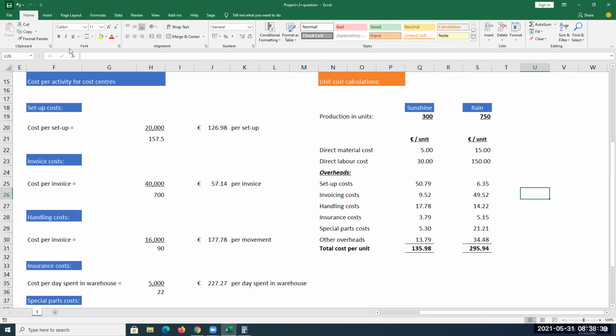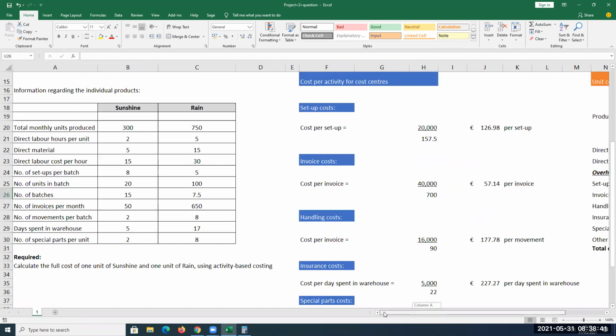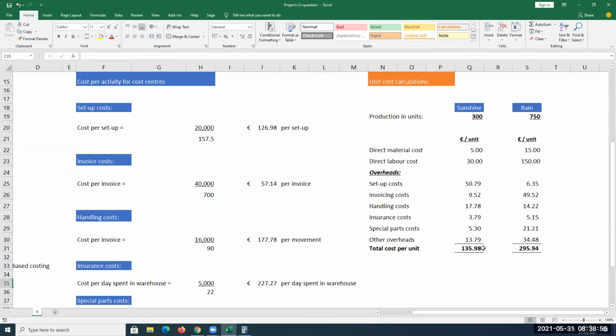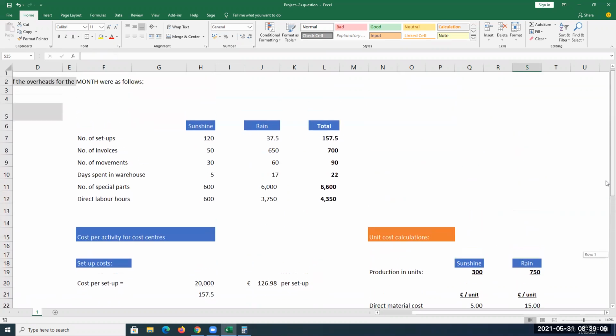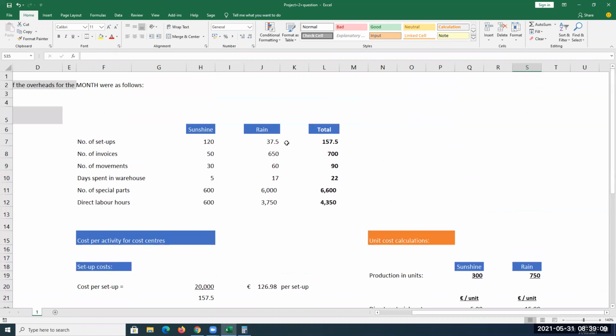So this was the requirement in your question. The requirement was calculate the full or total cost of 1 unit of sunshine and 1 unit of rain product using activity-based costing. So this is the total cost to make 1 unit of sunshine, and this is the total cost to make 1 unit of rain product. So these are the 3 steps. First step, I calculated the total of the cost drivers, and then I calculated the cost per activity or per cost driver, and then unit cost calculations.